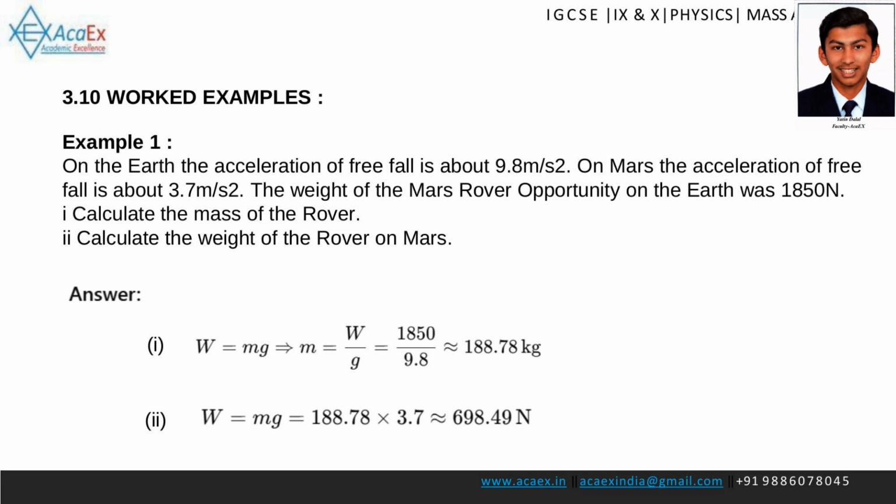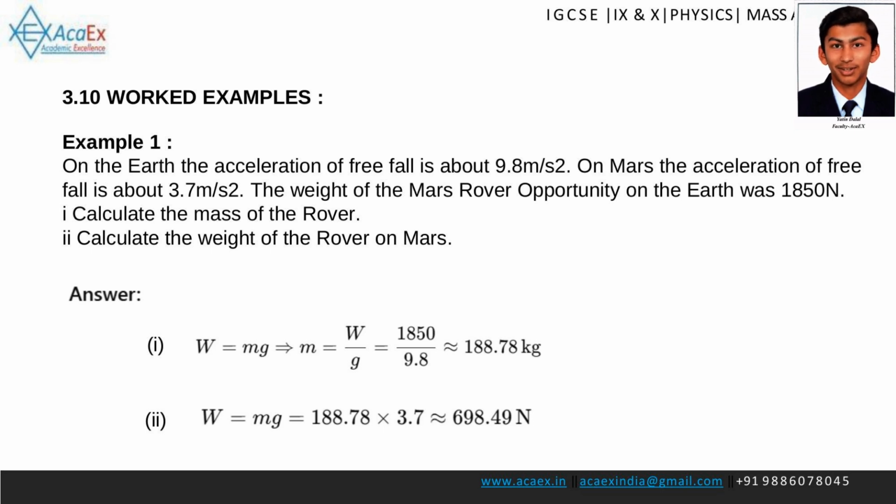Worked examples. Example 1. On Earth, the acceleration of free fall is about 9.8. On Mars, it's about 3.7. The Mars rover Opportunity's weight on Earth was 1850 N. Part 1: calculate the mass of the rover.